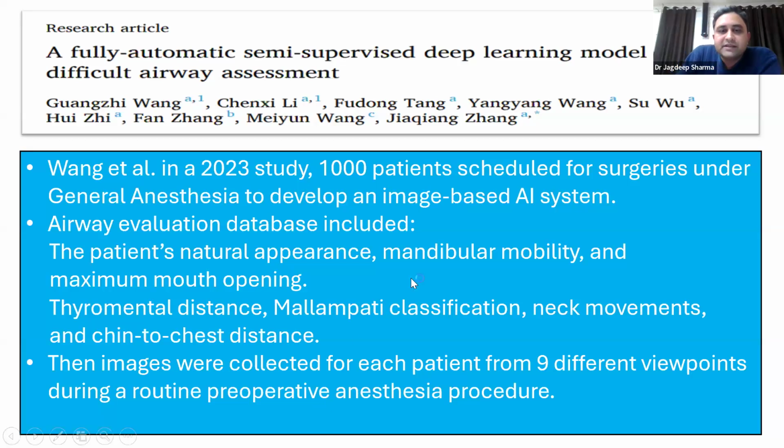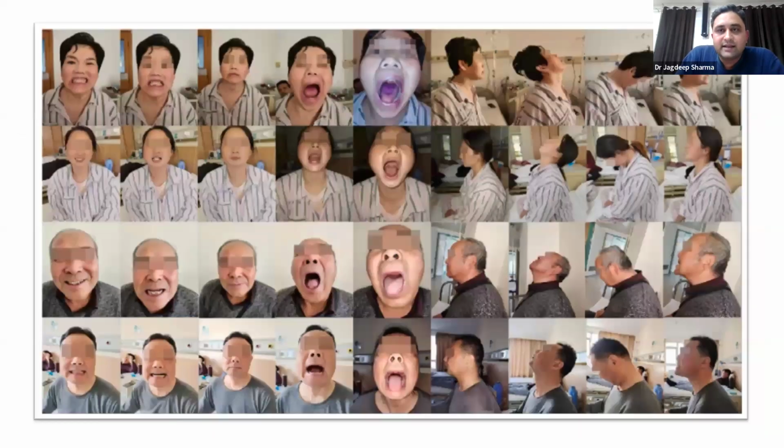The demographic parameters, your clinical evaluation parameters in the form of thyromental distance, they used as before, but the difference is they used 9 images from 9 different viewpoints during the routine preoperative anesthesia procedure. So they take these 9 images in 9 different positions, and this whole data was incorporated into the artificial intelligence algorithm, and then they got the results.